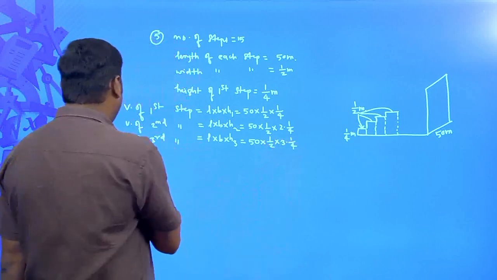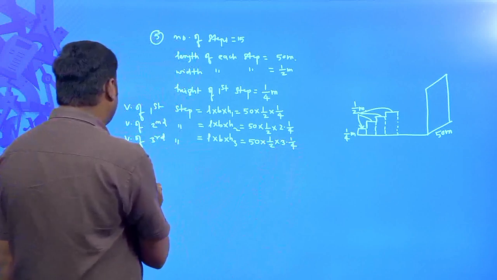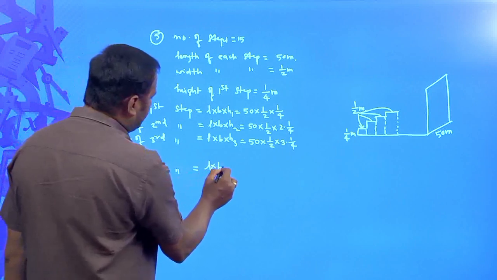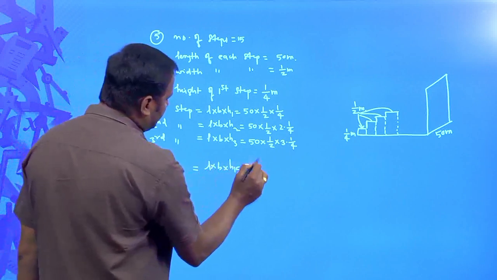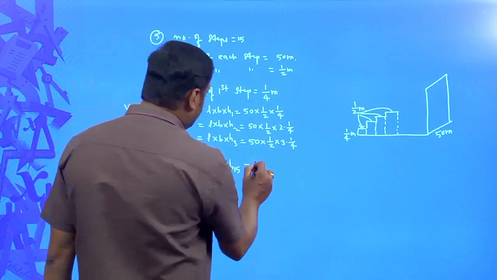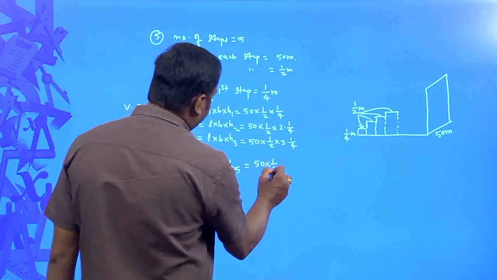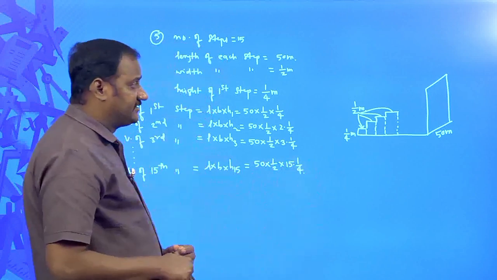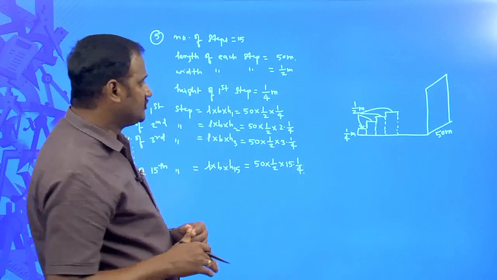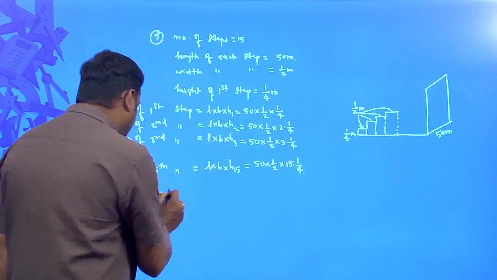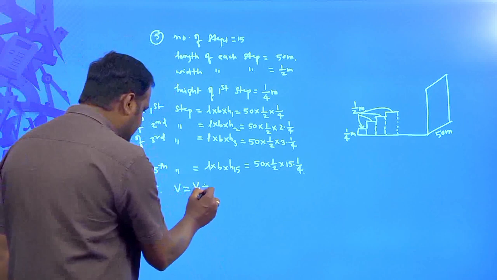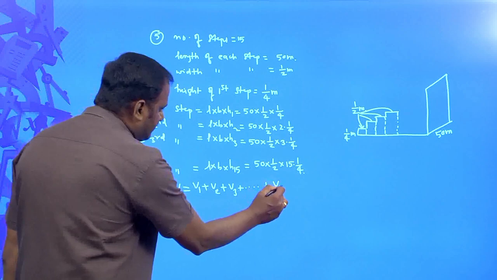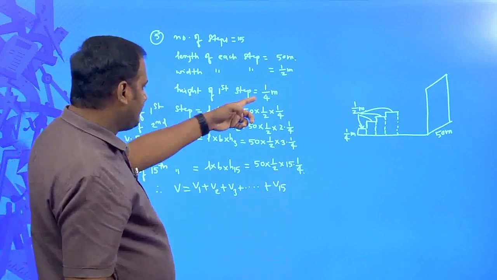Got it? So, like that we have how many steps? We have totally 15 steps. So, volume of 15th step is going to be L into B into H15, because that is the height of the 15th step, which is going to be 50 into half into 15 times 1/4. But what we want here, we need the total concrete required. So, to get the total concrete required, the total volume is going to be volume of the first step plus volume of second step plus volume of third step plus so on plus volume of 15th step, right. You will have to add all these things.